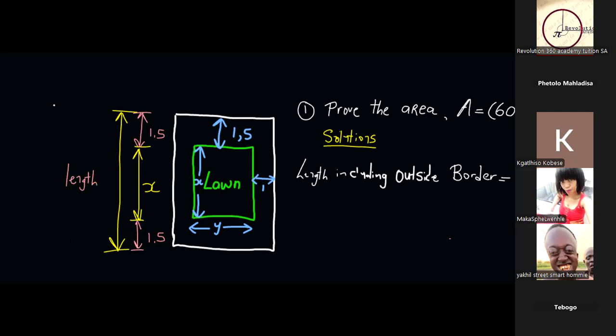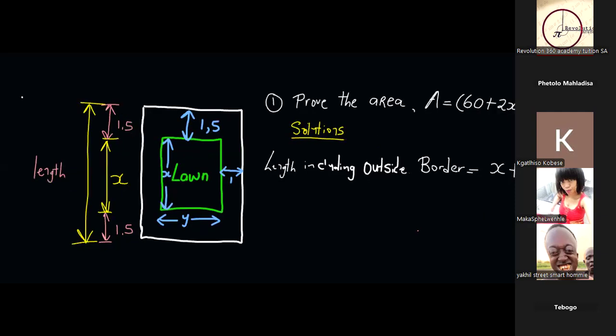So it means to say you're going to get the entire length of the lawn. Do you get to see that? So it's x plus 1,5 plus 1,5, of which, what are we going to get? Our length. Who can tell me the length of the outside border? What are we going to get? It will be x, and then 1,5 plus 1,5 is going to be 3. So that x plus 3, it includes what? It includes the length including the outside border.